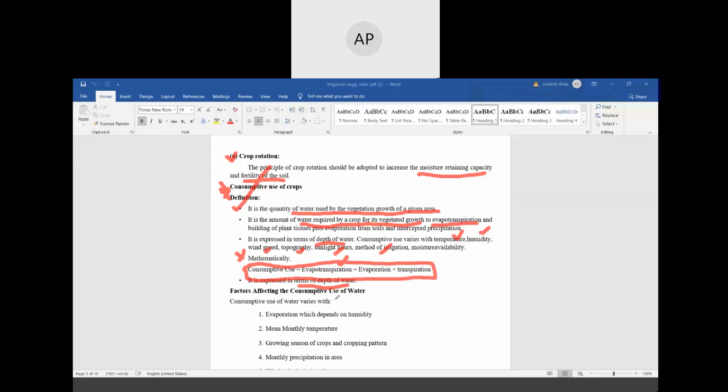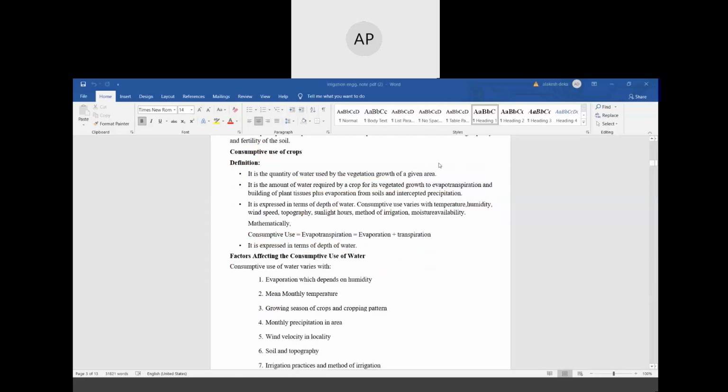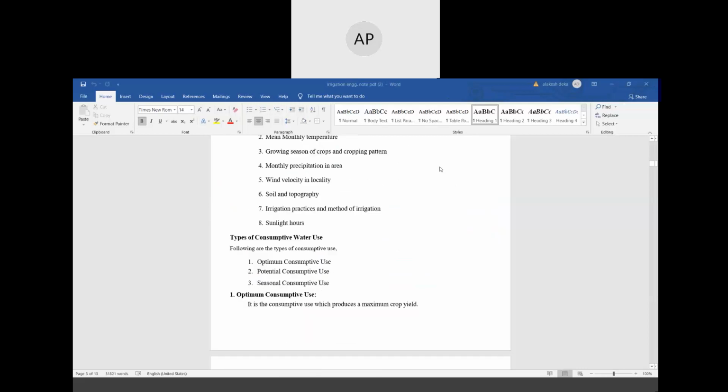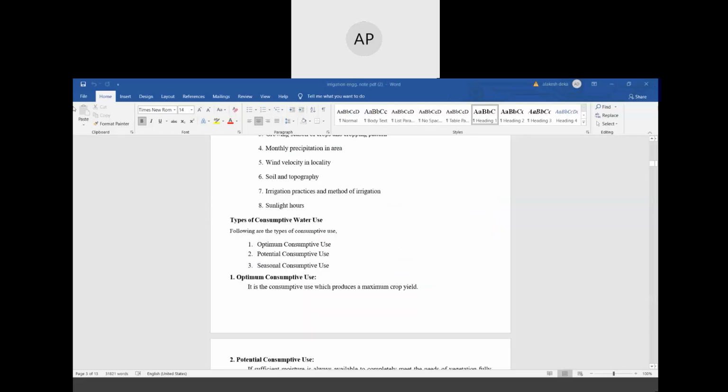Next is factors affecting the consumptive use of water. What are the factors which affect the consumptive use of water? Consumptive use of water varies with evaporation, which depends on humidity, mean monthly temperature, growing season of crop, and cropping pattern, and monthly precipitation area, velocity of winds, soil and topography, irrigation practice and method of irrigation, sunlight hours.